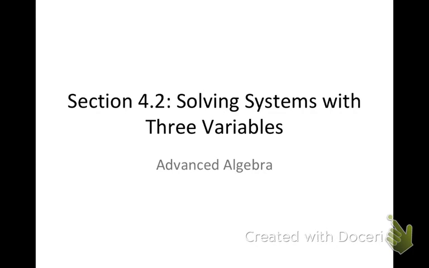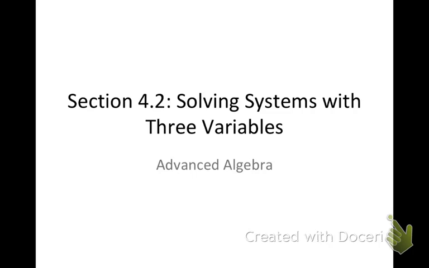We solved systems using substitution. We solved systems using elimination. And we only had an x and a y that we needed to solve for. So now what's going to happen in section 4.2, we're going to add in a third variable, a z. And since you add in a third variable, that means you need to add in a third equation.